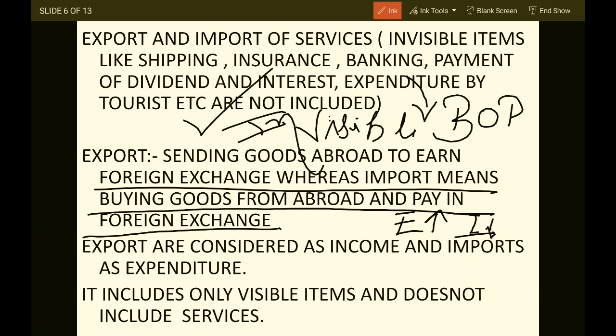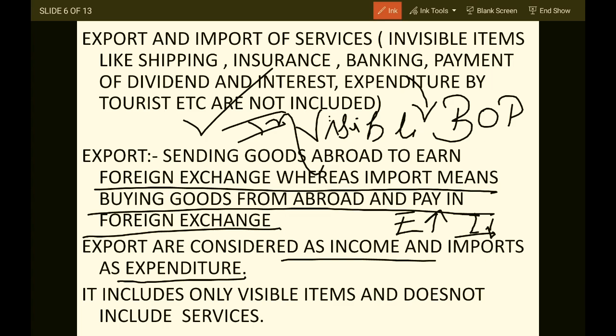Okay, there should be a balance of trade. Import should not be high as compared to export. Otherwise it will come to a deficit, because the country has to pay to another country in foreign exchange. Exports are considered as income and imports are considered as an expenditure.